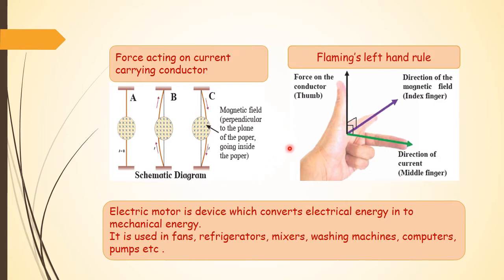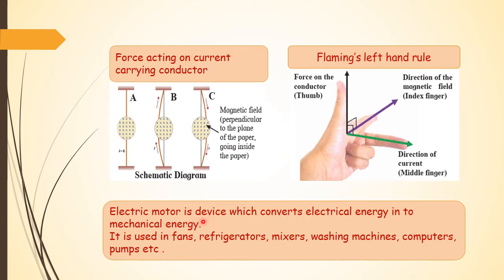Now, the direction of this force is given by Fleming's left-hand rule. Here you can see that the three fingers, namely the middle finger, index finger and the thumb, are stretched perpendicular to each other. Middle finger is in the direction of electric current, index finger is in the direction of magnetic field, then this thumb will give you the direction of the force acting on the conductor over here.